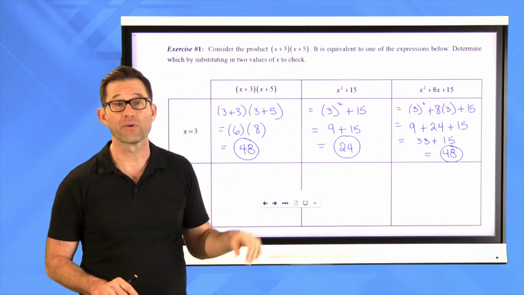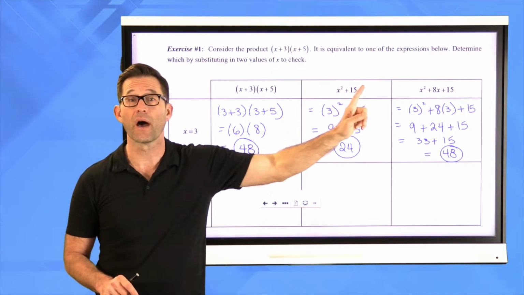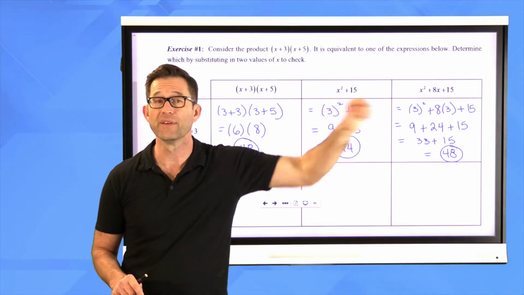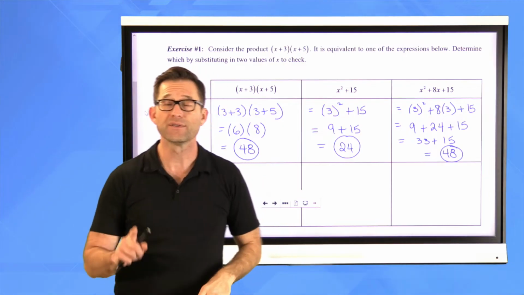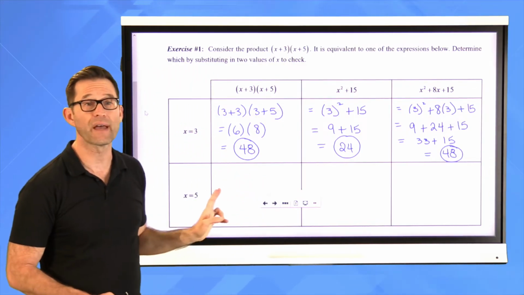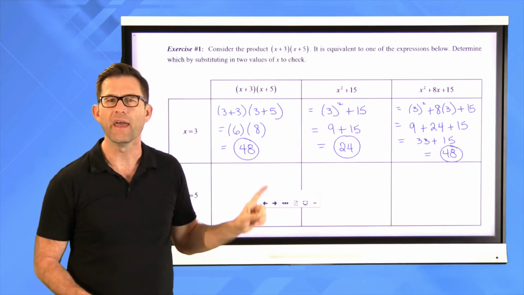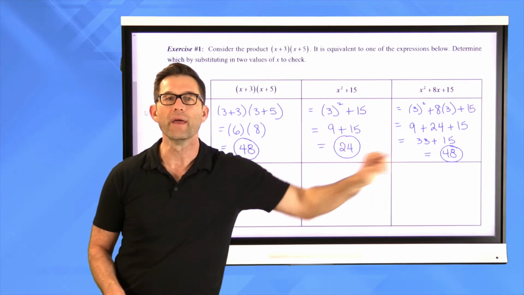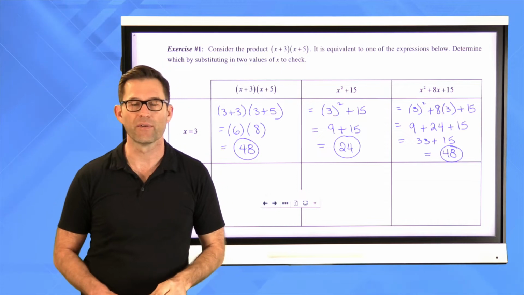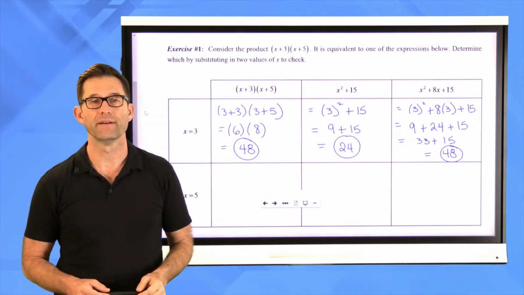One thing we know for certain is that this one and this one are certainly not equivalent, nor are this one and this one. So what I'd like you to do is do exactly what we did, but use x equals 5, evaluate the three expressions, and let's see if the first one and the third one continue to be equivalent. Pause the video now and go ahead.